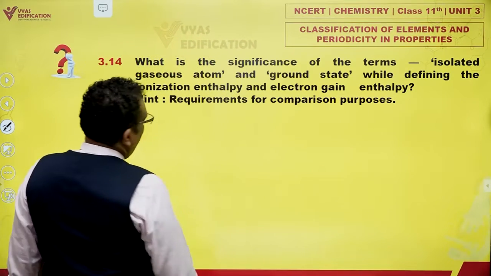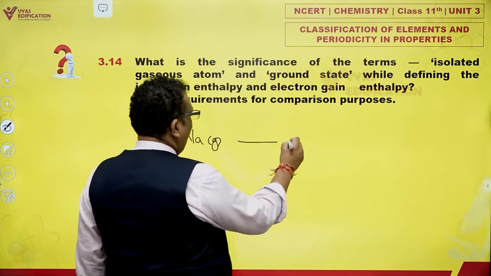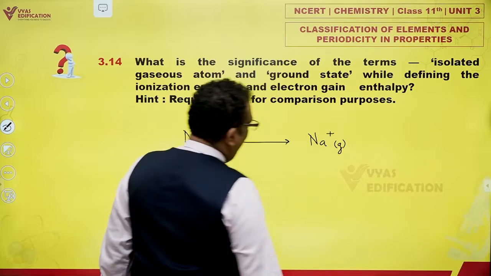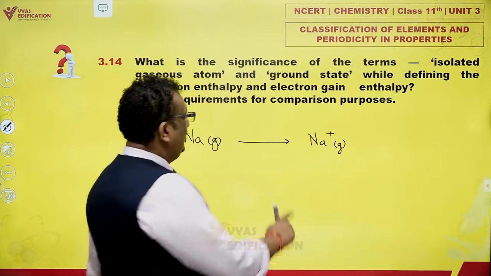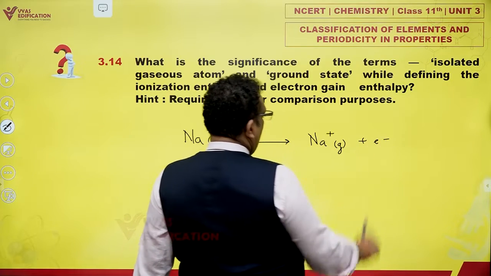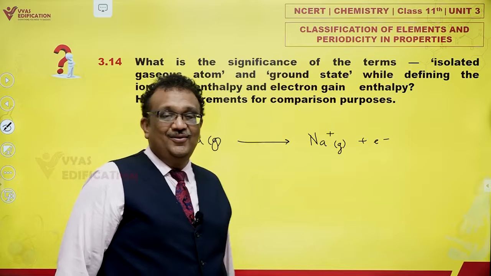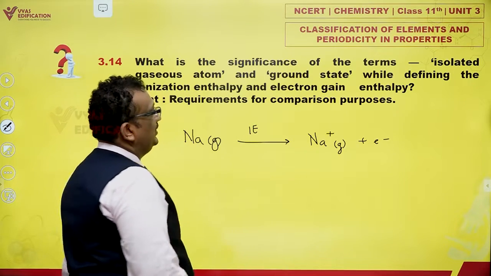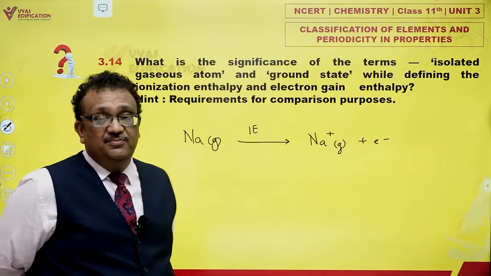It is the minimum energy required to remove the most loosely bound electron from an isolated gaseous atom in its ground state to form an isolated gaseous ion in its ground state. So this energy is called ionization energy. Now they are saying, what is the significance of the term isolated gaseous atom?